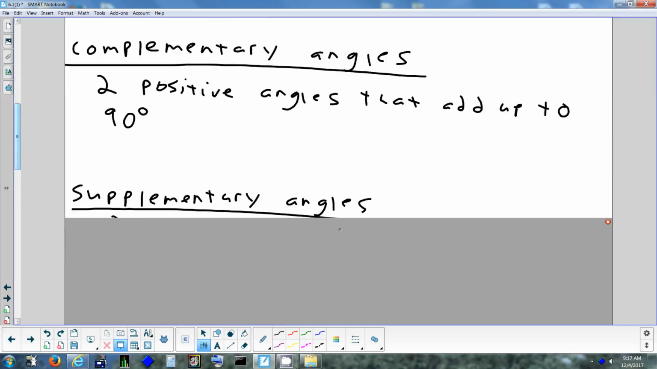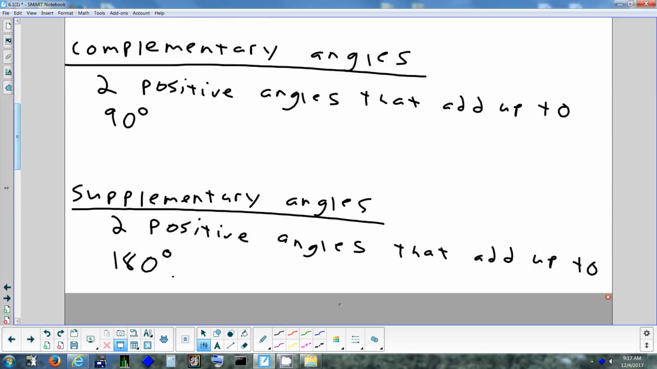How about supplementary angles? What's the definition here? Yeah? Two positive angles that add up to 180. Yeah, two positive angles that add up to 180. So for supplementary, could I say two acute angles that add up to 180? No? How come? Because they're less than 90, and no two numbers less than 90 add up to 180. Yeah, so they couldn't be acute. So to have supplementary angles, you have to have at least one obtuse. In fact, you have to have exactly one obtuse. Or, I guess they could both be right.